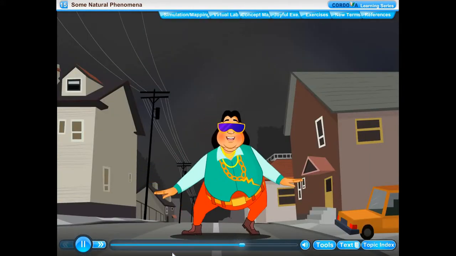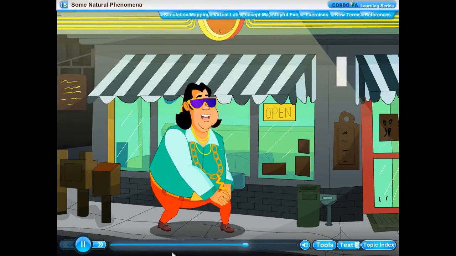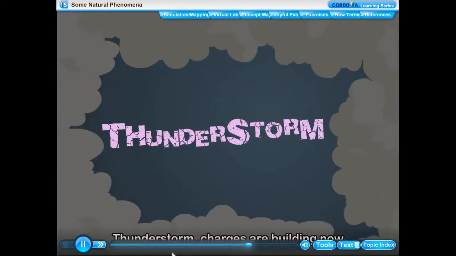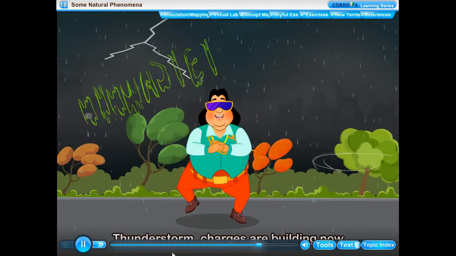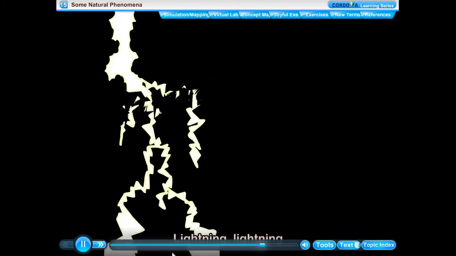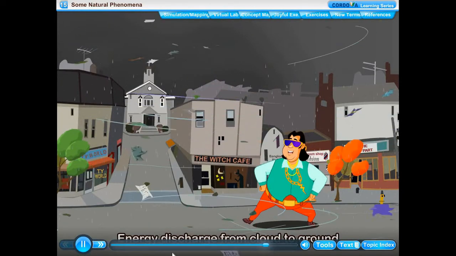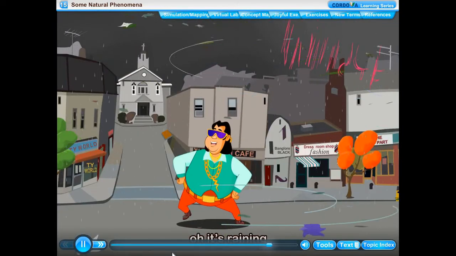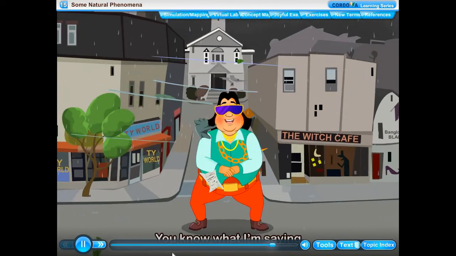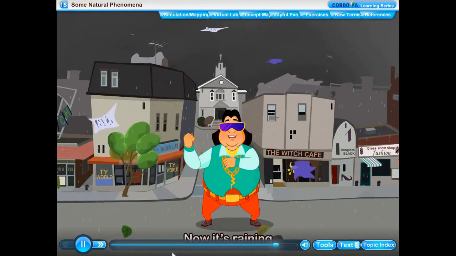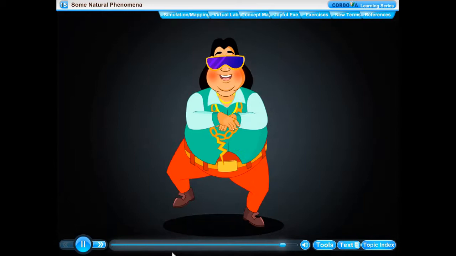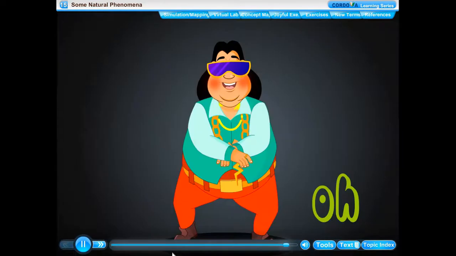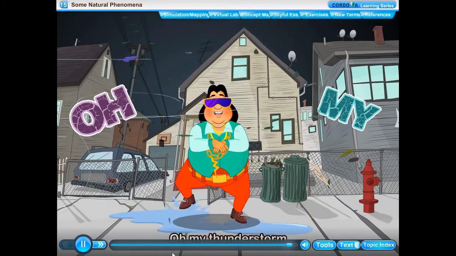Oh my thunderstorm. Thunderstorms, charges are building now. Lightning, lightning, energy discharge from cloud to ground. Now it's raining, oh it's raining. You know what I am saying.